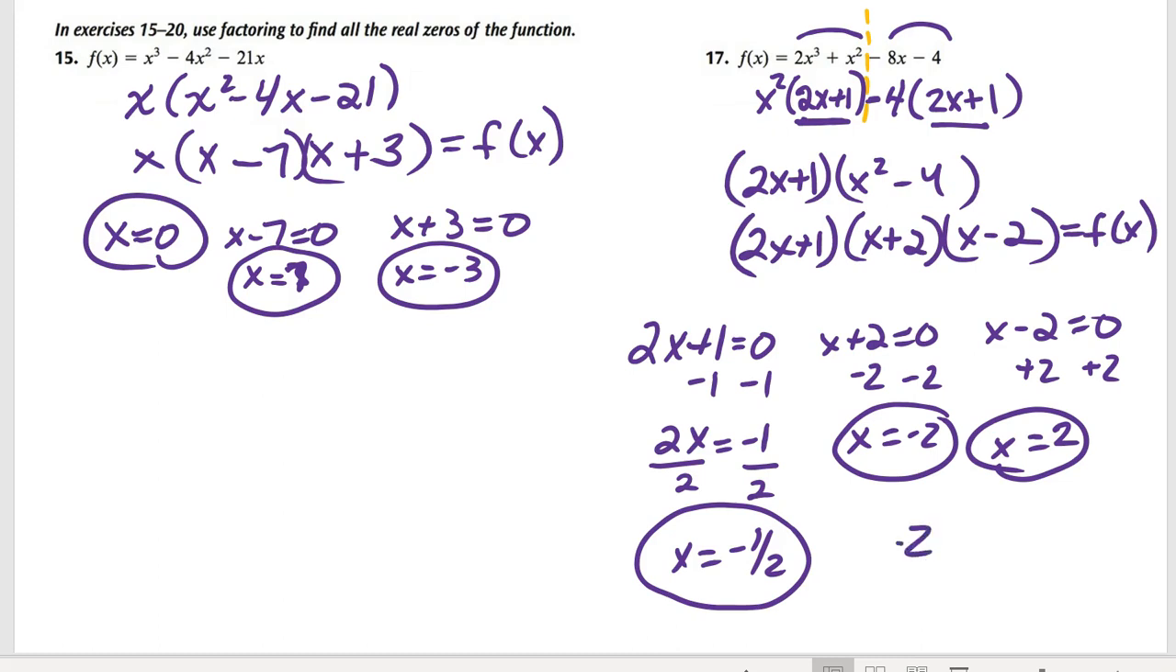So zeros are the same thing as saying solutions. They're also the same thing as saying your x-intercepts, if that makes more sense. And some people call them roots. Okay?